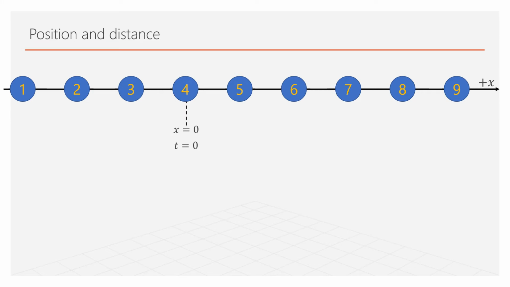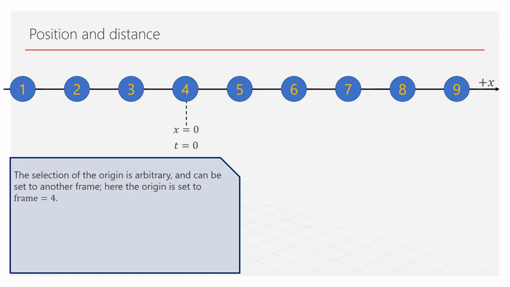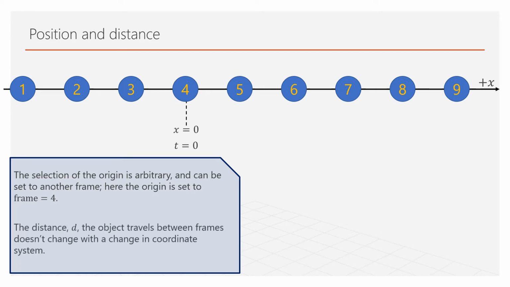We were not obligated to select frame 1 as the origin and start time. We are free to pick a different one. The selection of the origin is arbitrary and can be set to another frame. Here is the origin set to frame equal 4. The distance the object travels between frames doesn't change with a changing coordinate system. Here is the position of the object at each frame, updated with this new coordinate system. Here, the position values have been updated with a change in coordinate system, but the distance between frames is still the same.